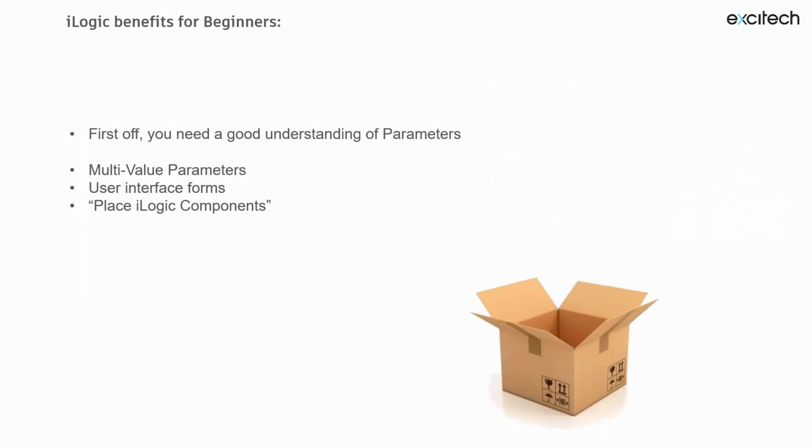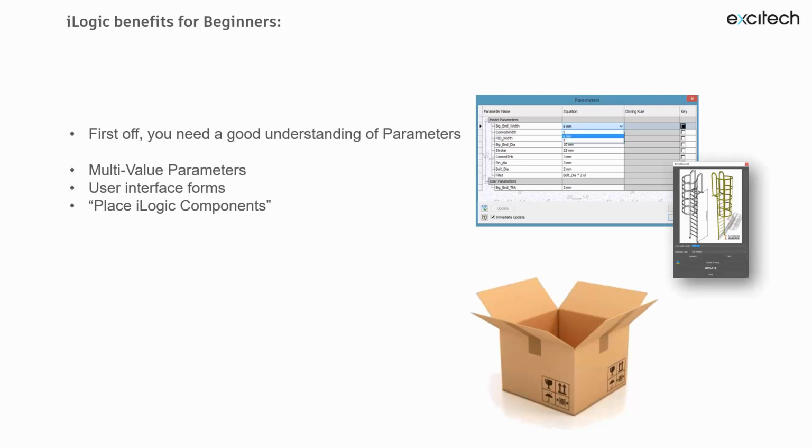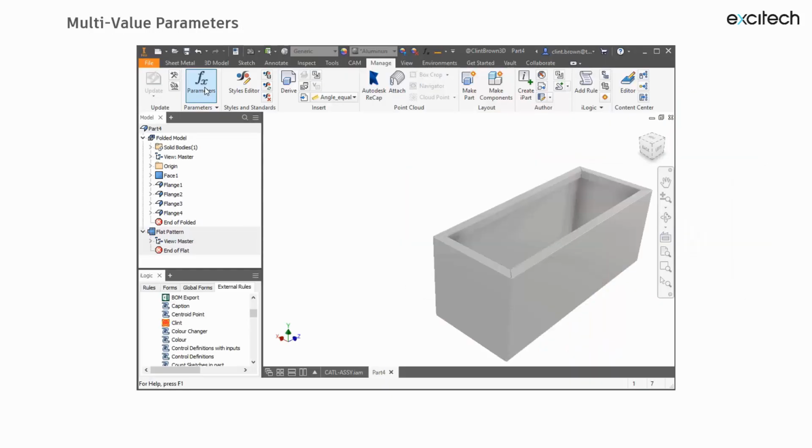So to start off, our focus is going to be on new users, people that have no experience of iLogic. What can we do straight out of the box without any programming knowledge? Well, we've got three really useful things. The first off are multi-value parameters, so the ability to have multiple values for a specific parameter. The next one is the ability to create our own user interface forms, and the third one is to place iLogic components. So we're going to do a little deep dive on each one of these.